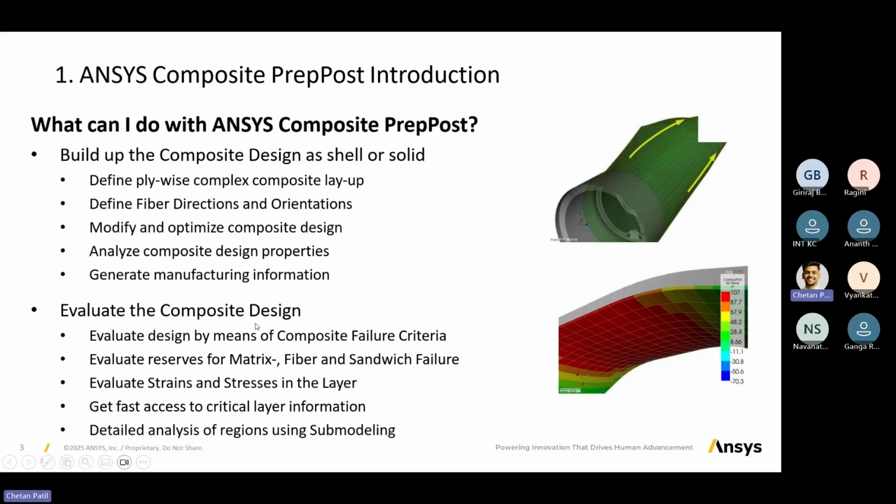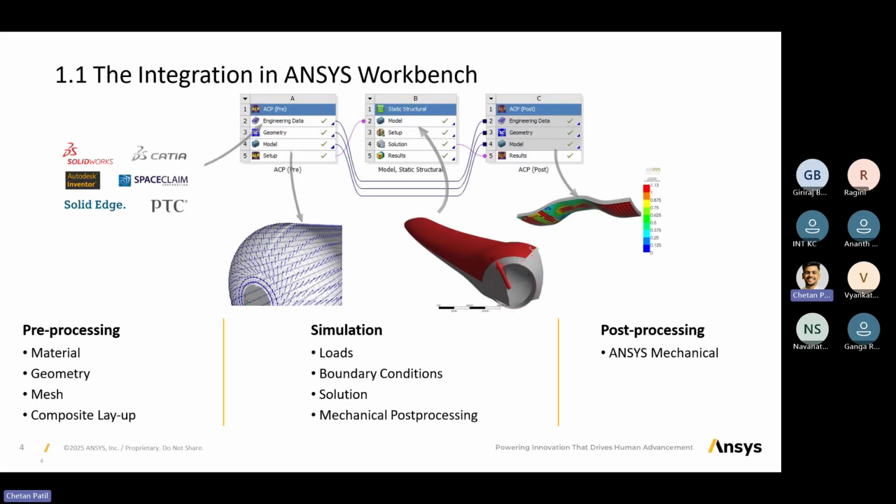Then we will also evaluate the composite design. Evaluating the design by means of composite failure criteria is possible. Whatever failure criteria you might define with respect to the material properties can be utilized for defining the failure criteria of your composite model. Then you can evaluate the reserve factors for matrix, fibers, and sandwich failures as well. There are many more evaluations that can be done with respect to the composite design. We will figure them out in the demonstration that we are going to perform.